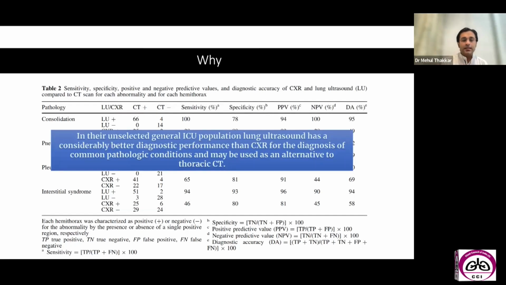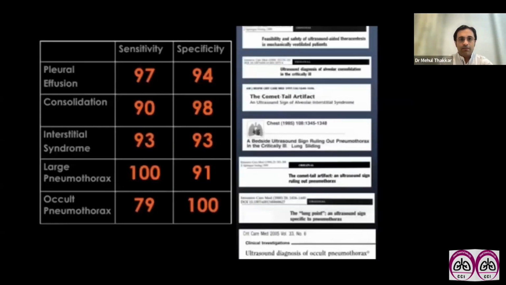So in their unselected general ICU population, lung ultrasound has a considerably better diagnostic performance than chest X-ray, and specifically can be used as an alternative to a thoracic CT if the patient is not stable enough to get a CT done. This is in general with all the few studies I could find, this combined sensitivity and specificity in various conditions. And as you can see, this is good enough for a critically ill patient, probably on a ventilator or on inotropes.